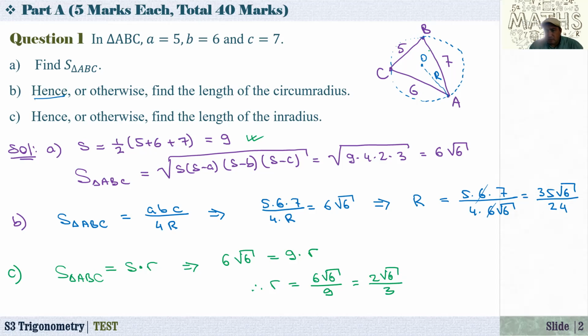That means that if you draw a circle that touches the sides of the triangle inside the triangle, let's say something like this, so this one is R. That's the value of R.